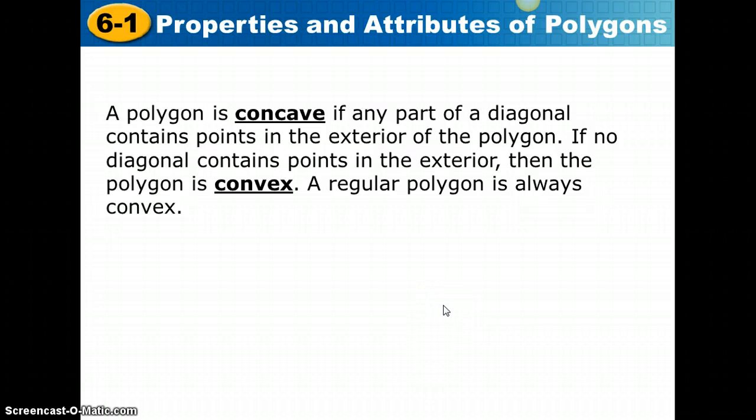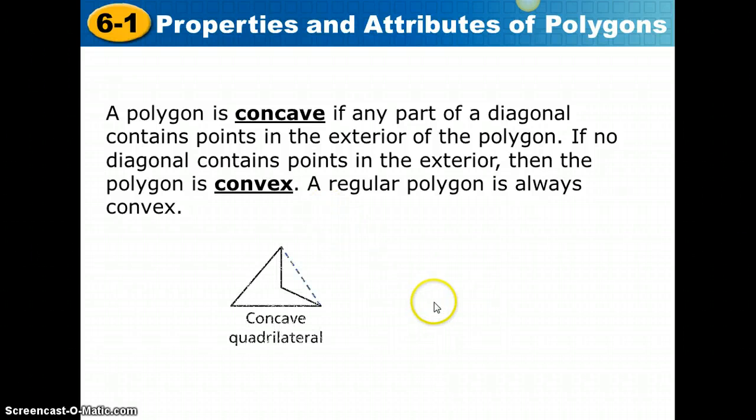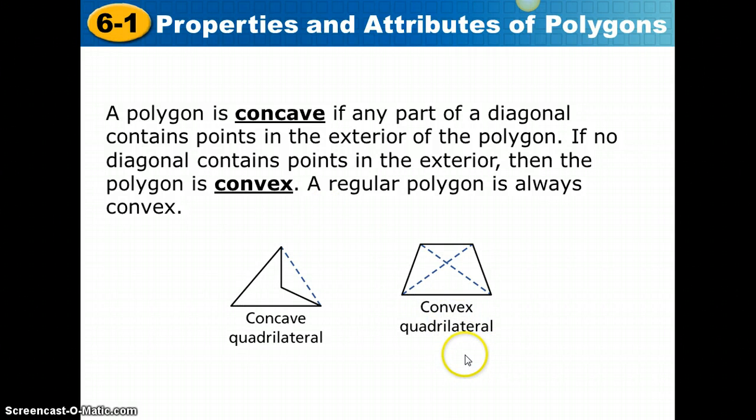And then we can also classify a polygon as concave or convex. And you might remember in science class talking about lenses that could be either concave or convex. And remember what those shapes look like. That will help you determine whether a polygon is concave or convex. Here are our definitions for concave and convex.